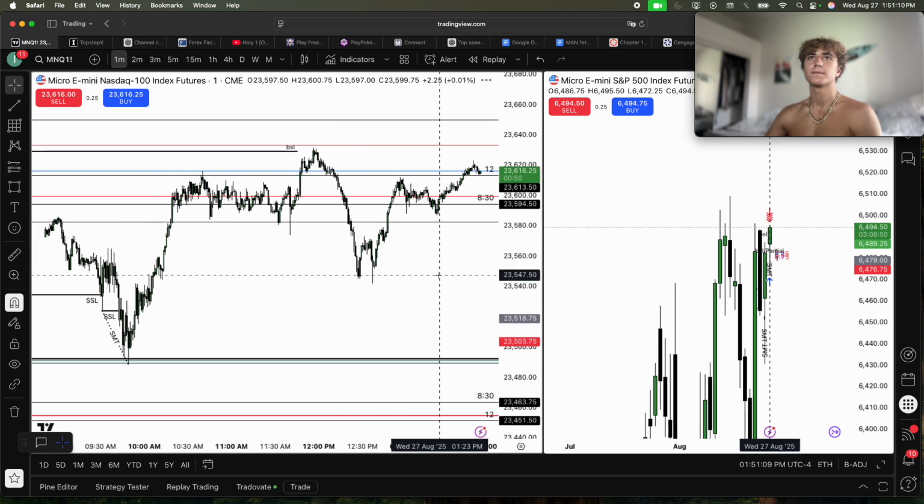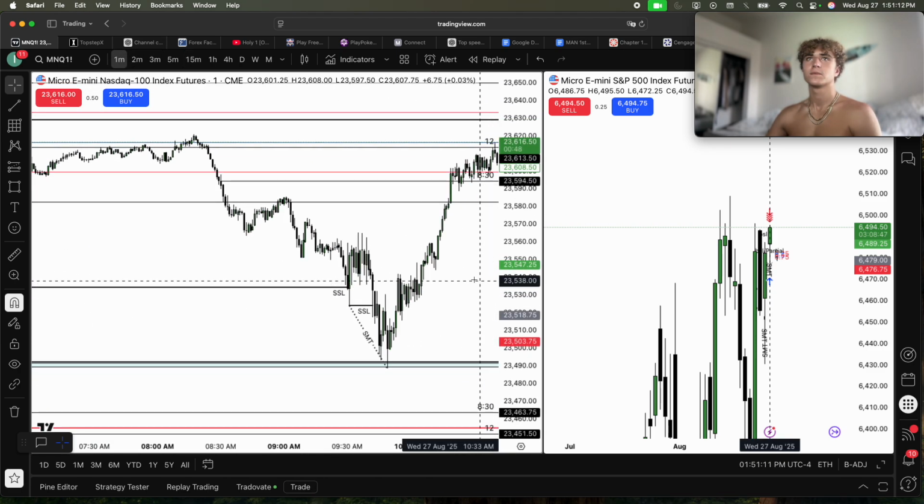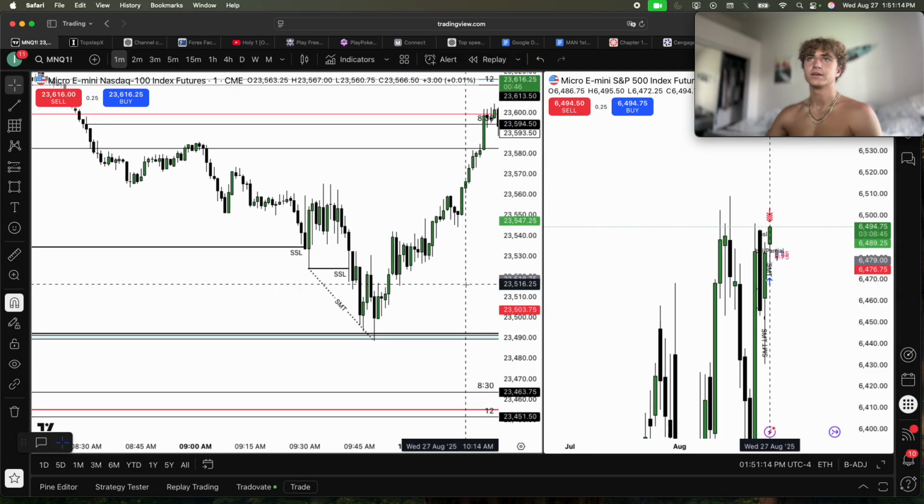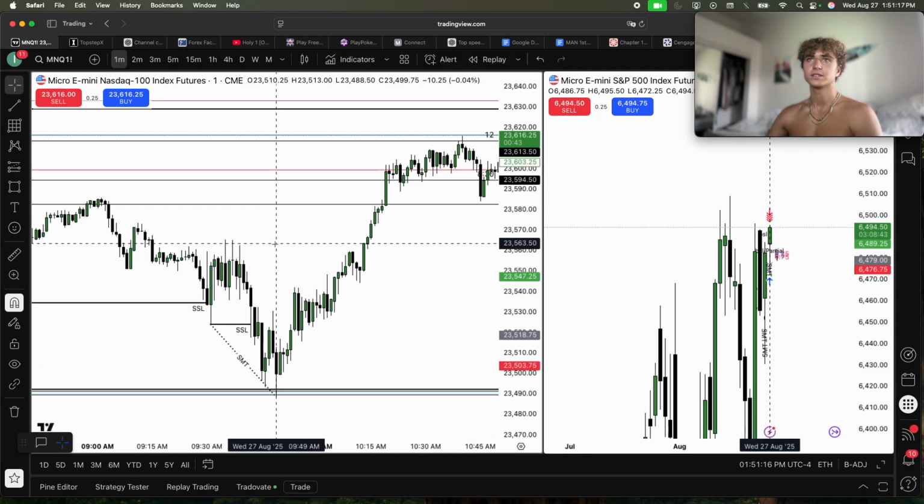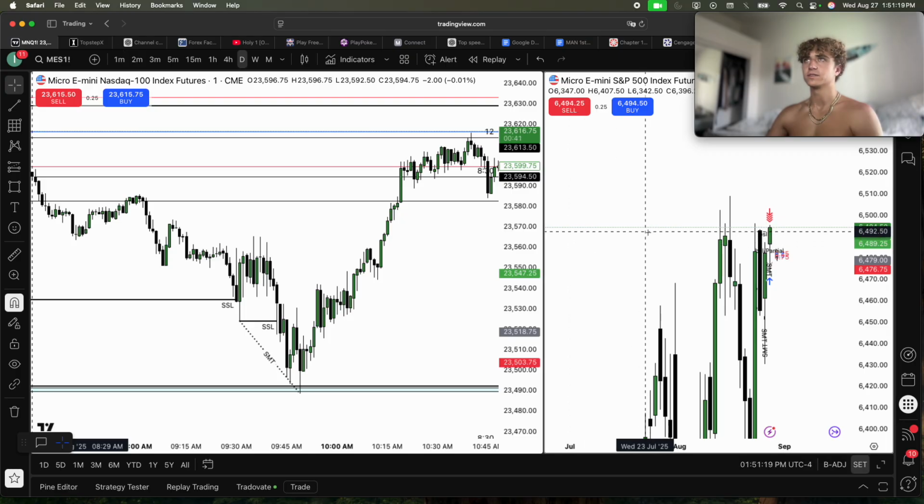So let's go to 1 minute. On the 1 minute today, we opened on NASDAQ right here, 9:30. Big old up candle, and then we closed downwards.